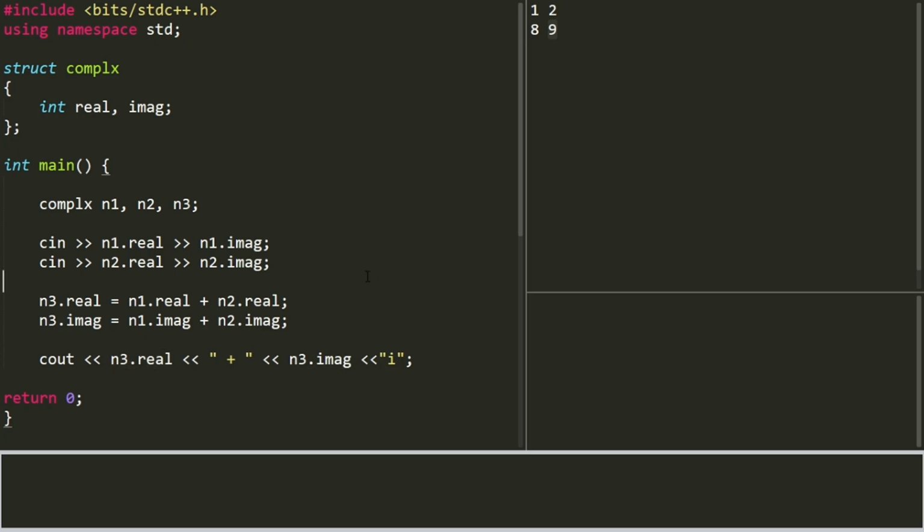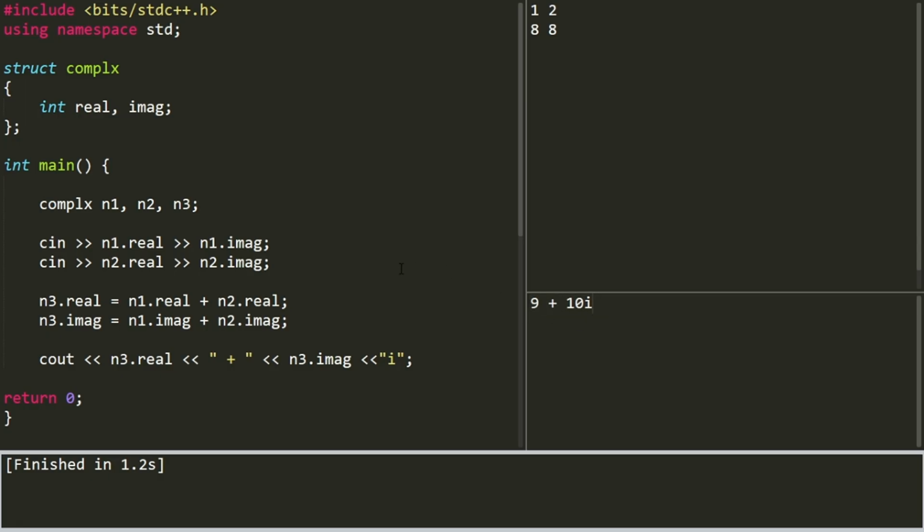Okay. So let us try to run this code. So when we run, we'll be getting 9 plus 11i. Okay. So when we try to give some other input, for example 8, so it will be 9 plus 10i.